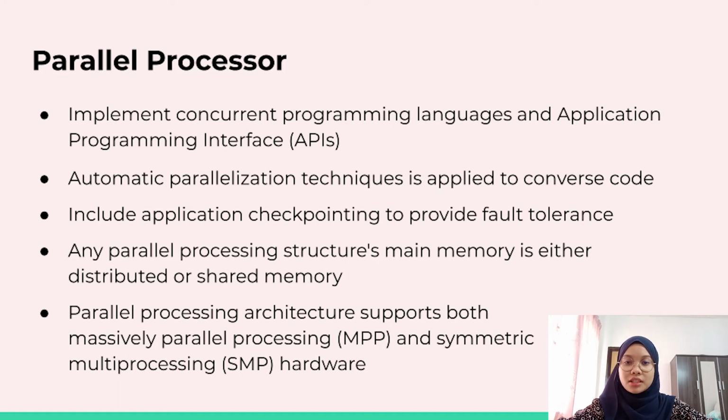A concurrent programming language is a programming language designed to support simultaneous operations, hence it can execute on more than one processor, while an API is an application that delivers a user response to a system and sends the system response back to a user. Second, automatic parallelization techniques are applied to convert code.